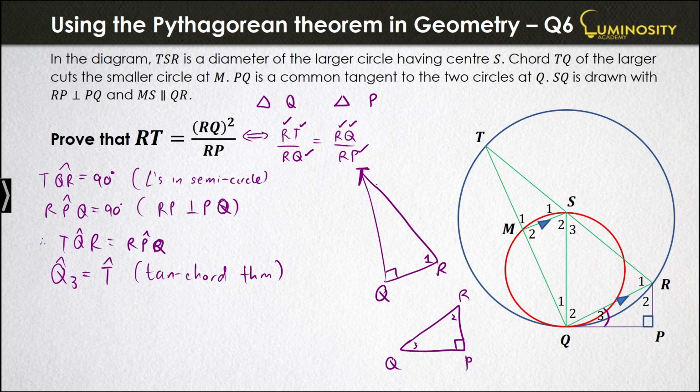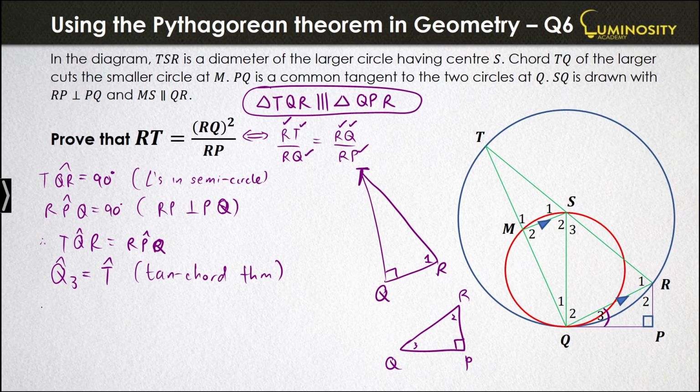this triangle TQR. So if I put T first, then that means angle Q must be first. So the last sides here are R and R. So this is what I want to show. If I can show that, then I can use this relationship to prove this proportionality.